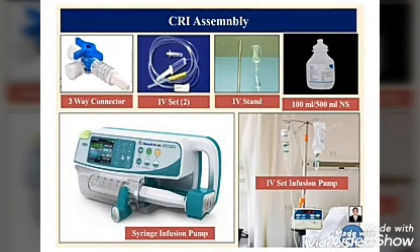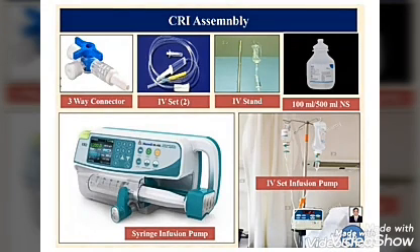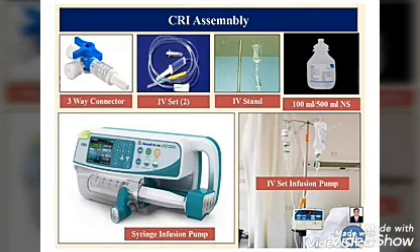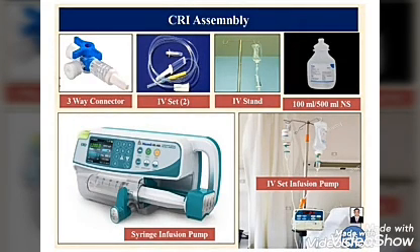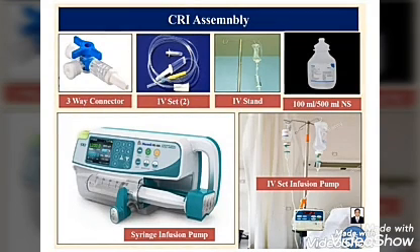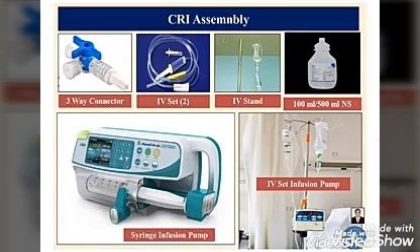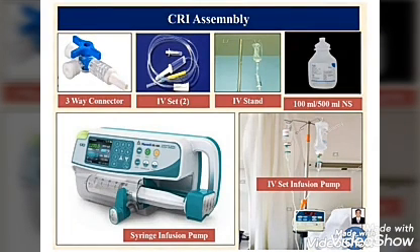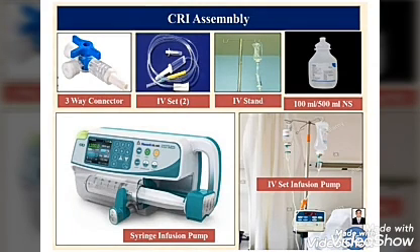This slide shows the CRI assembly. Start with the 3-way connector, 1 number. Then IV sets, 2 numbers, meaning 2 sets are required. Then 1 IV stand is required. Then a 100 ml bottle as per the duration of the anesthetic period, and a 500 ml NS bottle. So 2 types of bottle are required, one for the CRI and the other for administration of fluids.